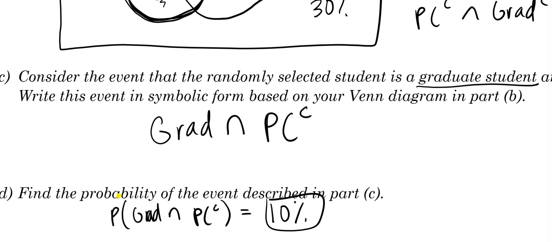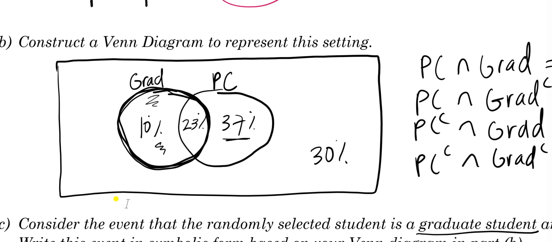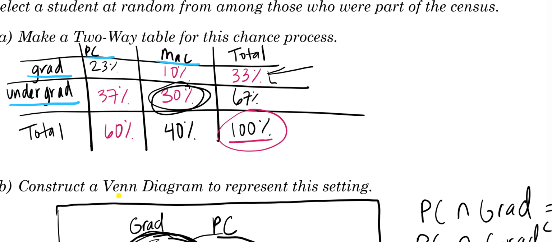And it should just be 10%. So again, if you're not sure how to get to that, you could look at your Venn diagram and say, okay, I have graduate and not PC. That must be this 10%. So 10% it is. Or you could look up at your two-way table and find graduate and Mac, and there's the guy you want. You're done.